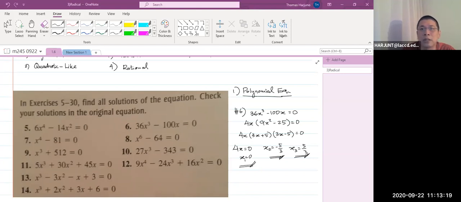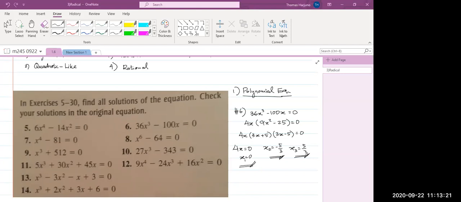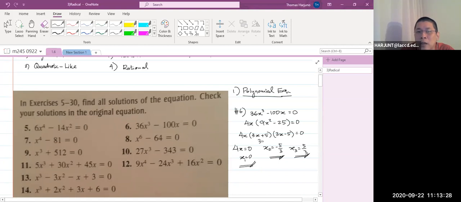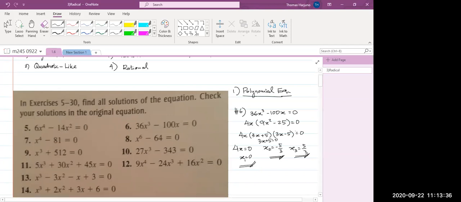That's for number 6. Excuse me, teacher. Yes. Can you explain how you got the fractions? That's 3x plus 5 equals 0, and then you solve for x. You subtract 5, then divide by 3. All right, I got you.